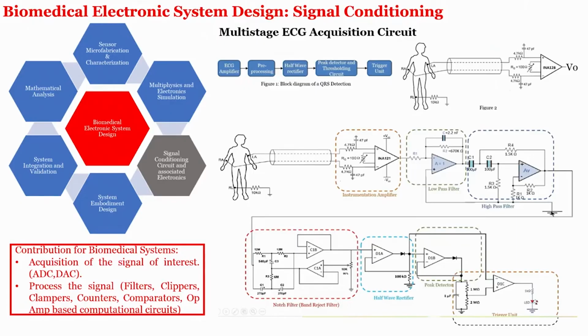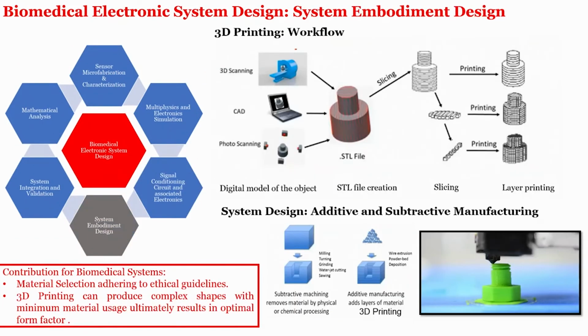You have also seen ECG, the multi-stage ECG acquisition circuit, in which we have shown how to design the complete electronic module, whether an instrumentation amplifier was there, a high pass filter, a low pass filter, a band reject or notch filter, a half wave rectifier, or a trigger unit. We have also discussed how to detect the QRS using this electronic module, and the other part that we have been discussing is 3D printing.